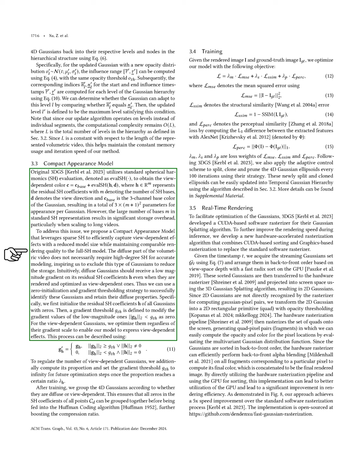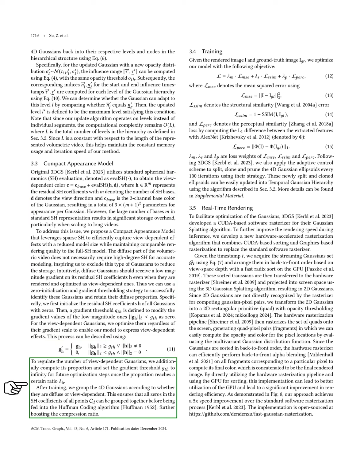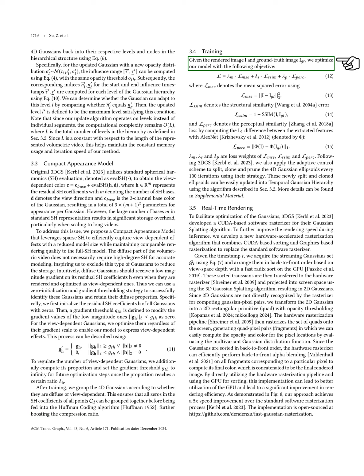We initialize the residual spherical harmonics of all Gaussians to 0 and apply a gradient threshold to identify and retain diffuse properties. For view-dependent Gaussians, we optimize them regardless of their gradient scale. We also monitor the proportion of view-dependent Gaussians and adjust the gradient threshold for future optimization steps once a certain ratio is reached. After training, we group the Gaussians based on their properties, which helps improve compression when using Huffman coding. For training, we optimize our model using the rendered and ground truth images, focusing on minimizing mean squared error, structural similarity error, and perceptual similarity loss.